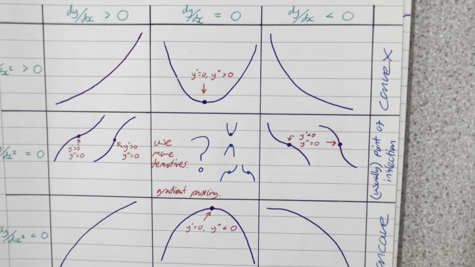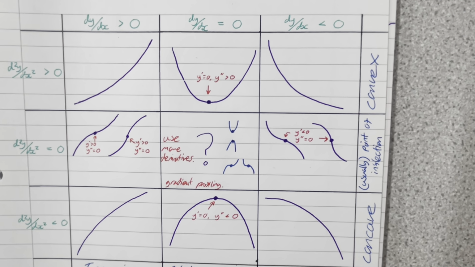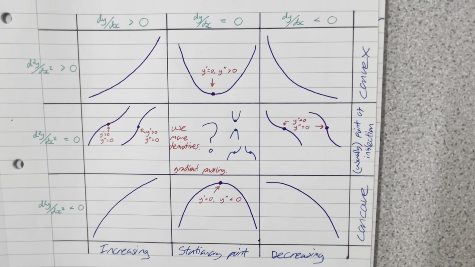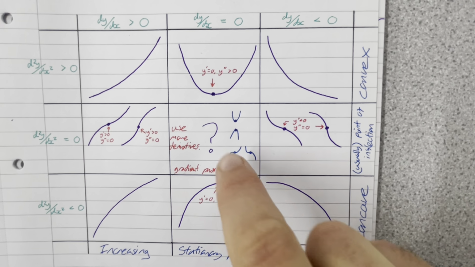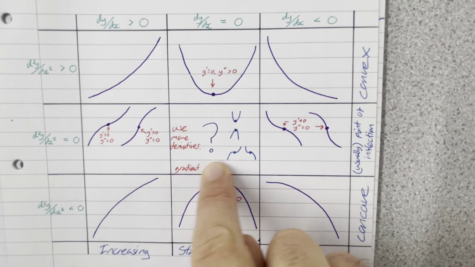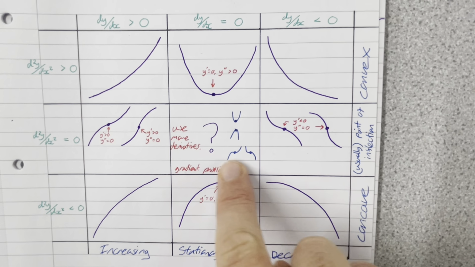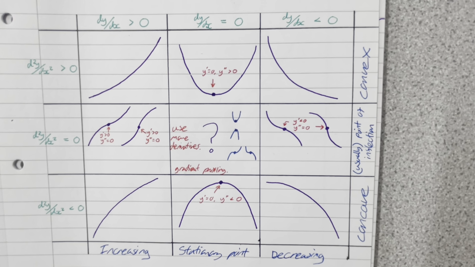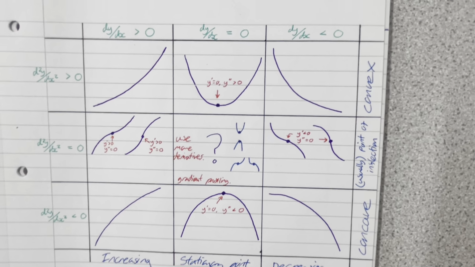So I quite like this table. It allows us to see all of the possibilities at once, and if you're in this middle section here, they're both 0. We need to do further analysis to decide what is actually going on there. Okay, let's have a look at some curves.